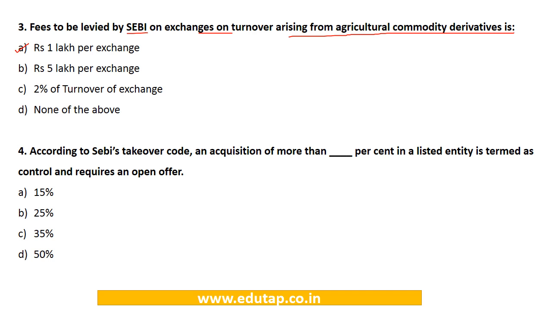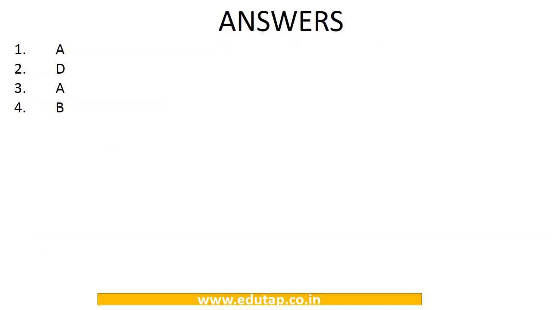Next question. According to SEBI's takeover code, an acquisition of more than what percent in a listed company is termed as control and requires an open offer? Options are 15%, 25%, 35% or 50%. So we have covered that when an acquisition of more than 25% is made, the acquirer has to make an open offer to the minority shareholders. So the correct answer is going to be option B. So friends, these are the answers.